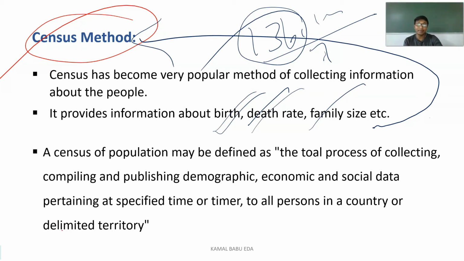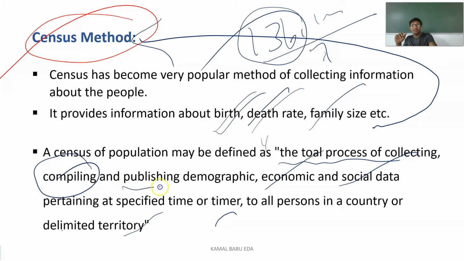Here, census may be defined as the total process of collecting, compiling and publishing demographic, economic and social data pertaining at a specific time or times to all persons in a country or a delimited territory. What this definition is saying is that at a particular time or period, in a country or a particular delimited territory, you want to know how many people are living there. That is the demographic data. It collects all the demographic data, compiles them, and publishes them.